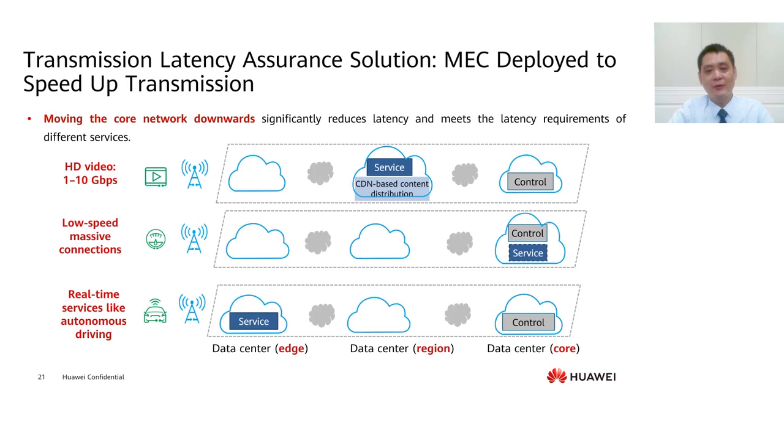Autonomous driving has high requirements on latency. As such, the user plane can be moved downwards by deploying the UPF in the HDC. This significantly reduces the transmission latency and ensures experience in autonomous driving service. Besides architecture optimization, many efforts have been made on the air interface to ensure transmission latency. Now, let's take a look.